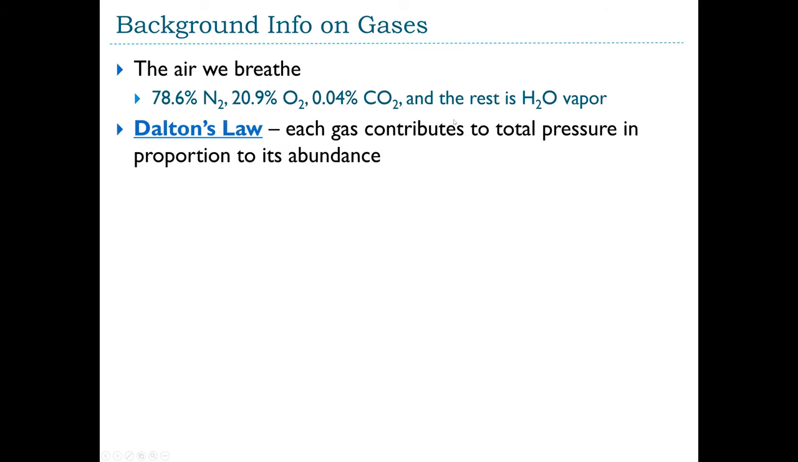So Dalton's law says that each gas contributes to the total pressure in proportion to its abundance. As we mentioned earlier, the atmospheric pressure is 760 millimeters mercury. Because oxygen makes up about 21% of the atmosphere, that means that oxygen is contributing 21% of the pressure that we find in the atmosphere.